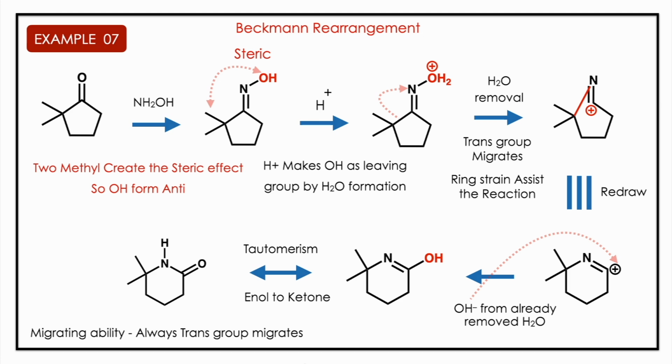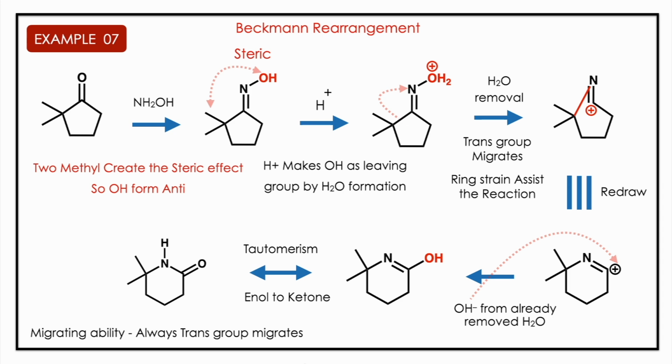Hence, the methyl groups become trans there. Then the alcohol is there. You are using the acid. So H2O elimination happened, which is assisted by the trans group. The trans group here is the methylene group. So it migrates, it forms the cation. Here the 5-member ring is strained, so ring strain also helps the ring opening.